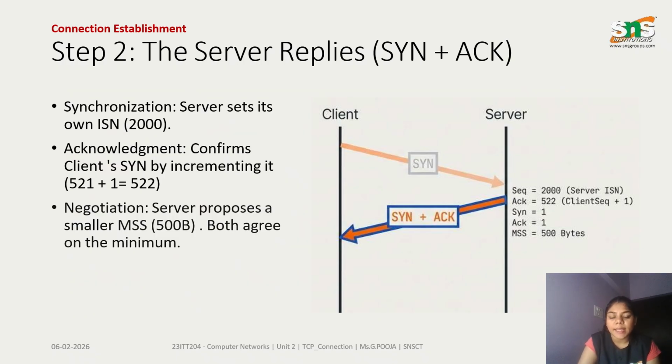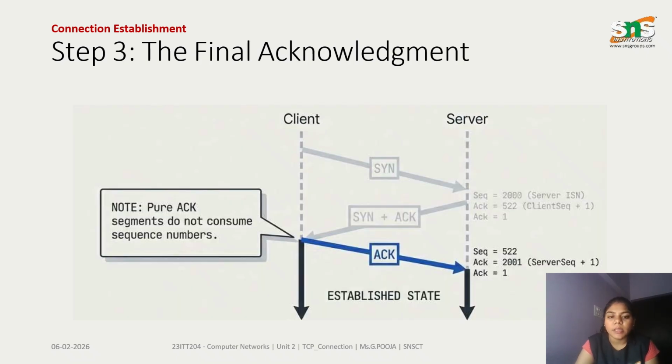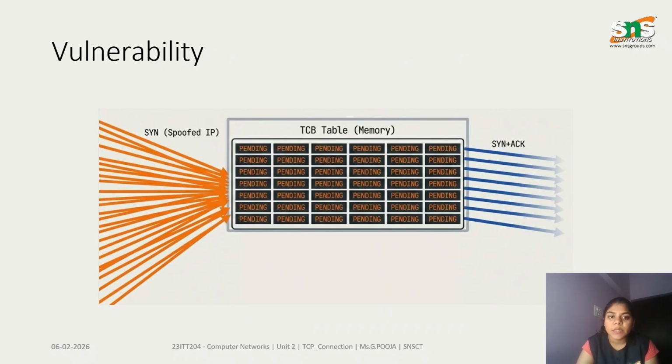Then in the second step, the receiver replies with a SYN-ACK message. It confirms the client's SYN by incrementing it by one. And then the final step is the acknowledgement. Acknowledgement segments do not consume sequence numbers. So here it establishes just the state, and it is very vulnerable.